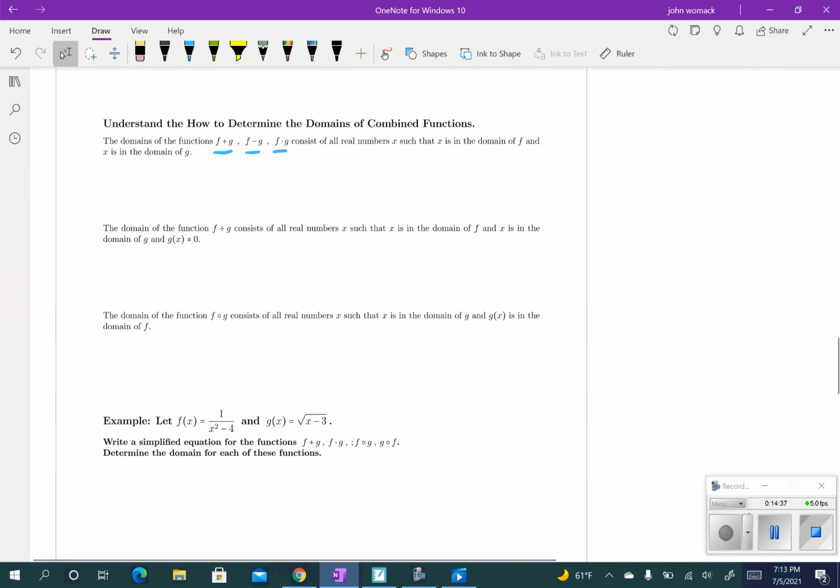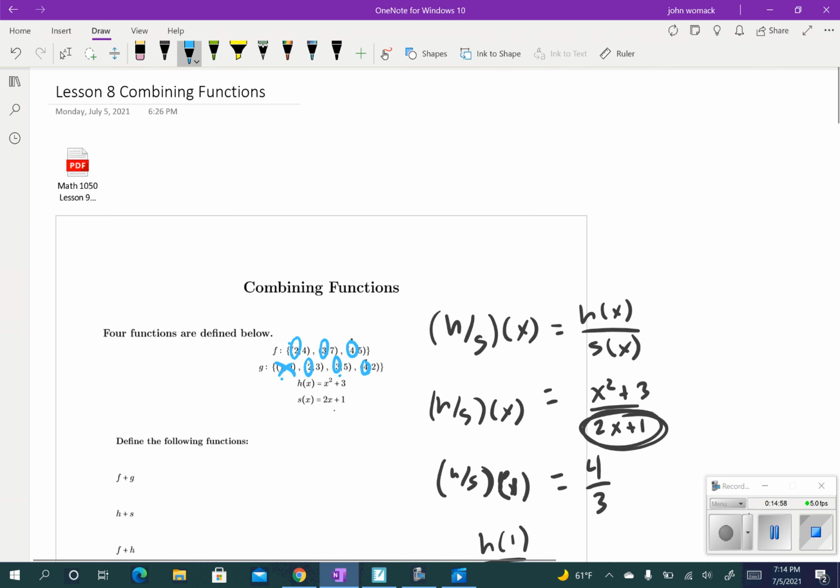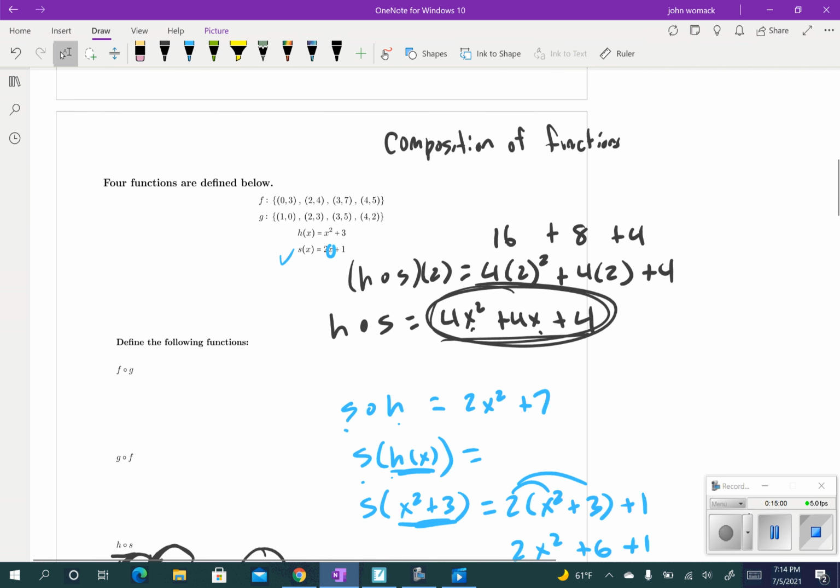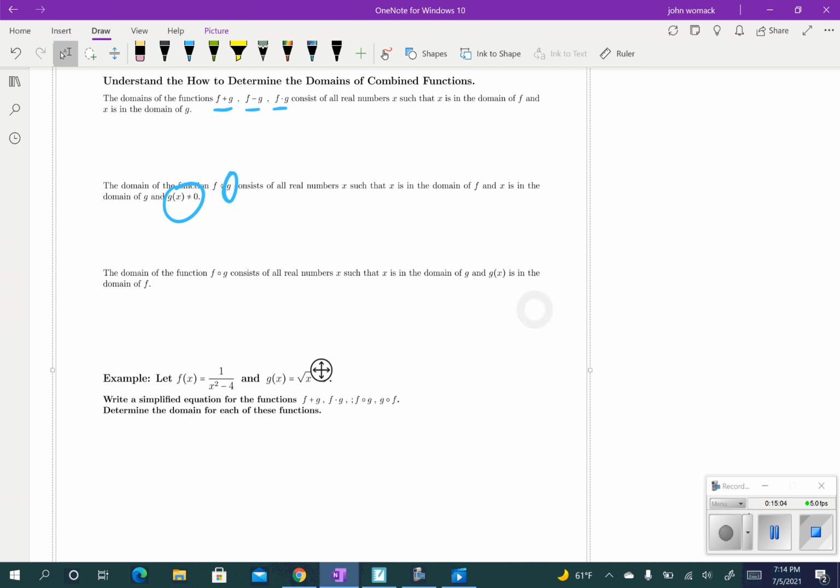If you're dividing, there's one other thing we have to worry about, which is that we have to make sure that the denominator does not equal 0. So it's all the x values that are in f and in g, as long as g does not equal 0. Remember that one up above, where my two functions were x squared plus 3 and 2x plus 1.